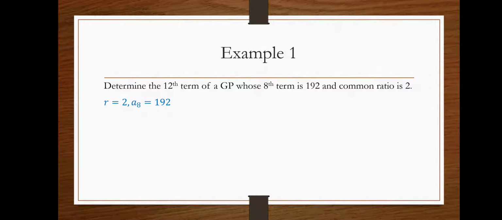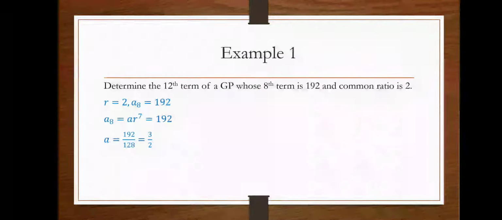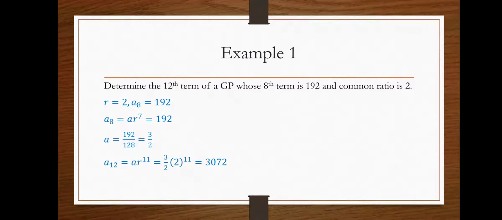So what is the 8th term? Basically it is ar to the power 7, a being the first term. So therefore, solving this, as we know the value of r, we get the value of a as 3 by 2. So once we know the value of a and once we already have the value of r, then it is easy for us to find the 12th term. So the 12th term is ar to the power 11, and if you just do your calculation, you get the value as 3072.